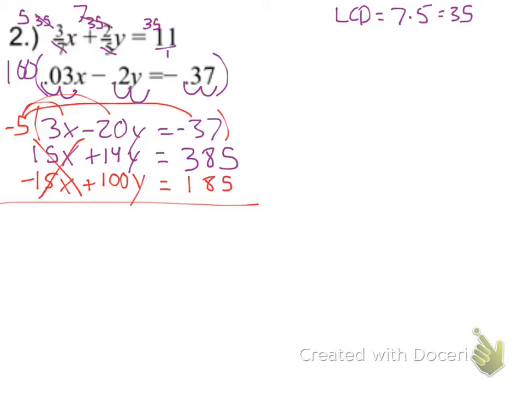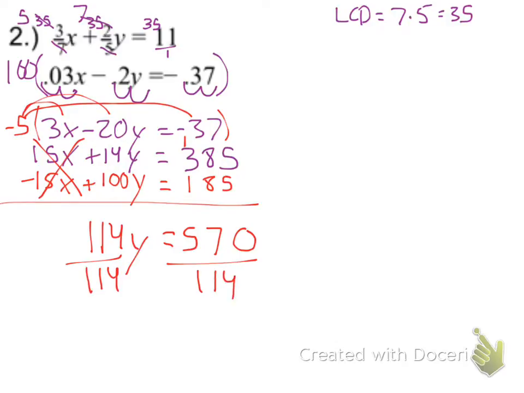And what's 14 plus 100? 114. And what's 385 plus 185? That's a 0. Carry the 1. That's 16 plus 1, which is 17. Carry the 1. 570. And my final step to solve for y is divide by 114. Divide by 114, and we find out y is equal to 5. A nice number. That's nice.